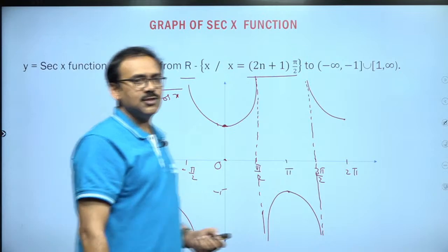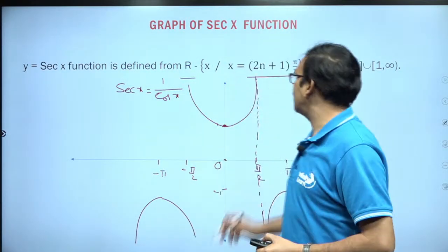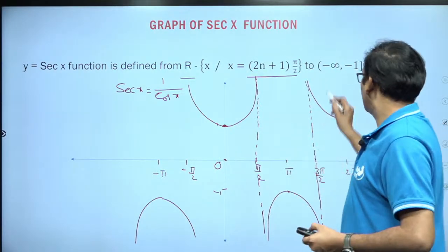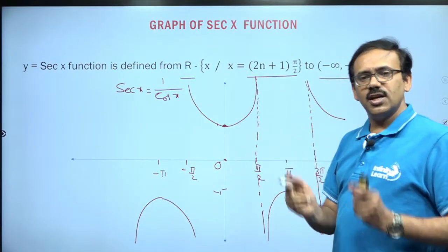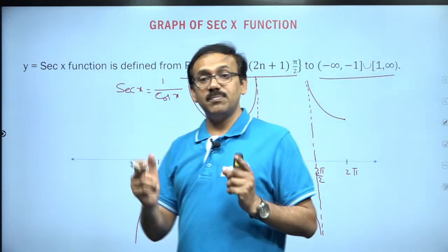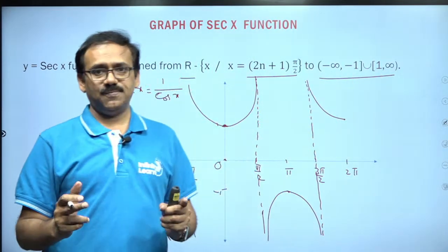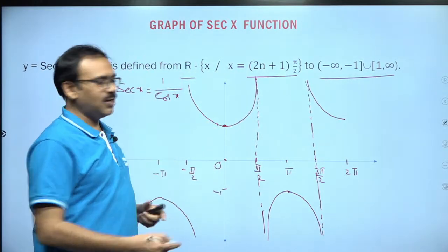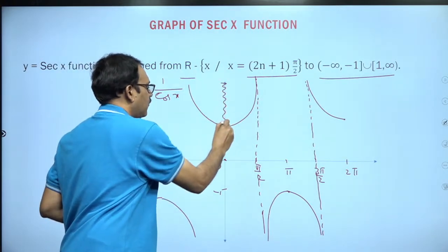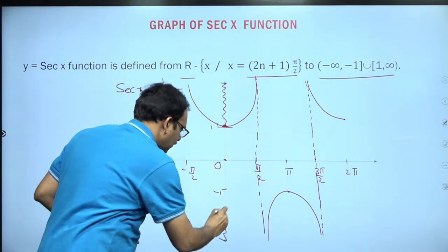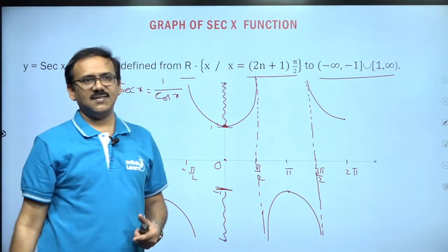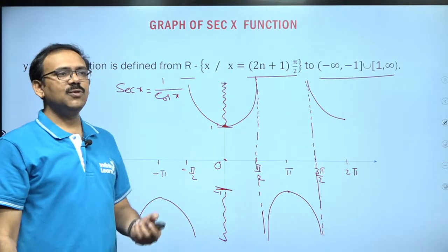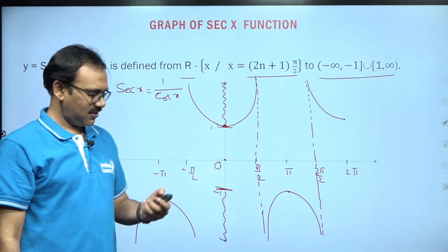From this graph also you can say the domain of the secant function is all real numbers except odd multiples of pi by 2. Range, same logic: if you take the reciprocals of the numbers between -1 to 1 other than 0, automatically you will get the outputs from 1 to infinity or minus infinity to -1. Yes, that is the point. This is why the range is minus infinity to -1 union 1 to infinity, my dear friends.